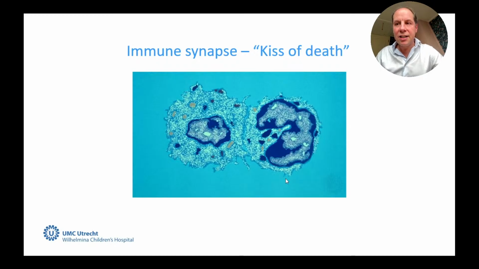Here you see an electron microscopic picture of a lymphocyte attacking a virus-infected cell. The lymphocyte is on the left of the screen and the virus-infected cell on the right. And the cell sort of kisses the other cell, forms an immune synapse, and excretes all these soap-like molecules that lyse the virus-infected cell to stop the virus.